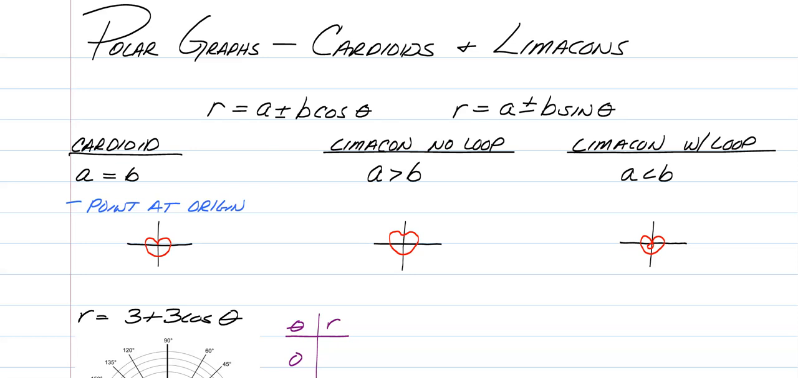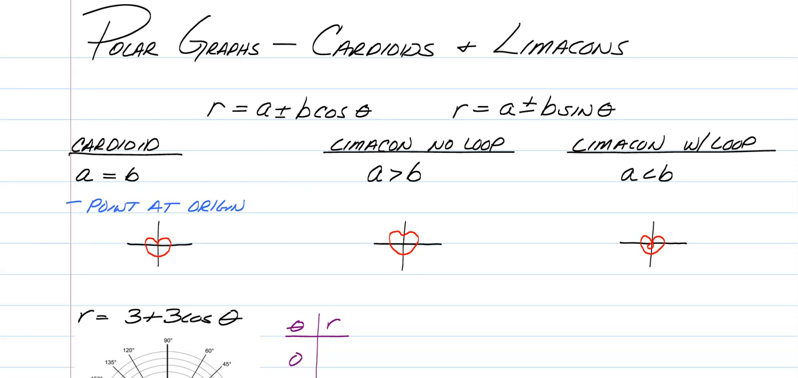So, if a is equal to b, you're going to have a cardioid, which basically means you're going to have a heart-shaped thing with a point at the origin. If a is greater than b, you are going to have a limacon with no loop. So it still, in a way, looks like a heart, but you're not going to touch the origin. And if a is less than b, you're going to have a limacon with a loop. So you're going to have a loop at part of your heart on the inside.